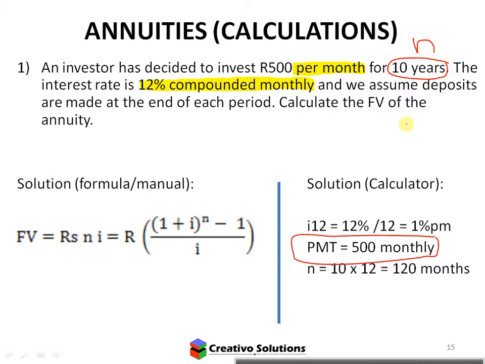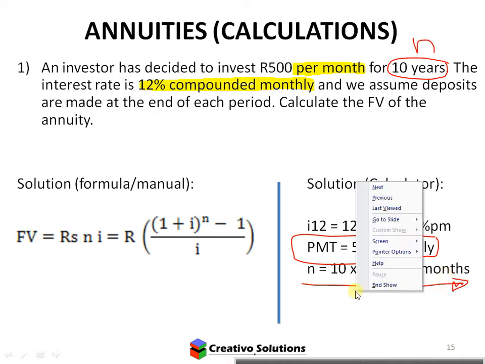10 years. How many quarters? No, 120 months. Yes, 5 years. Okay, months with months. So we go 12 times 10 equals, and then press N. Okay, then what is your I?